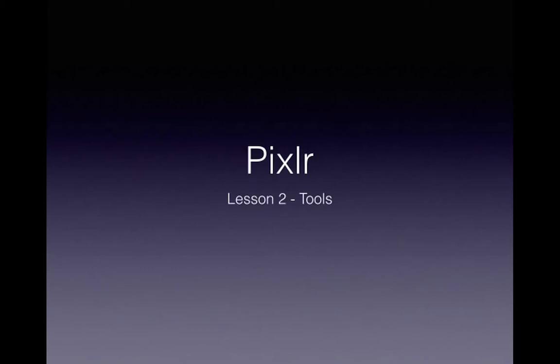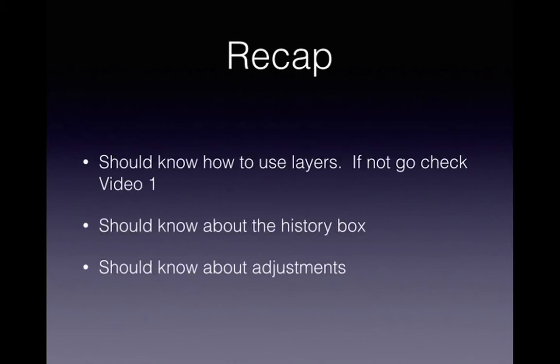Okay, so today we're going to continue our lesson on Pixlr. Today we're going to learn some tools like the selection tool and some filters. To recap, you should know how to use layers. If you don't know how to use layers, you need to check video number 1 and find that out. You should also know about the history box so that you can go back and undo, and of course the file save and all that. And lastly, you should know a little bit about color adjustment. We learned about the desaturation tool last time. So those are some things you should know before getting started.